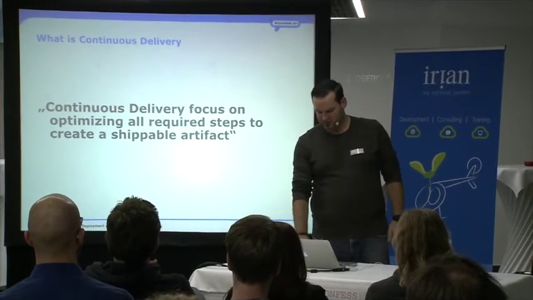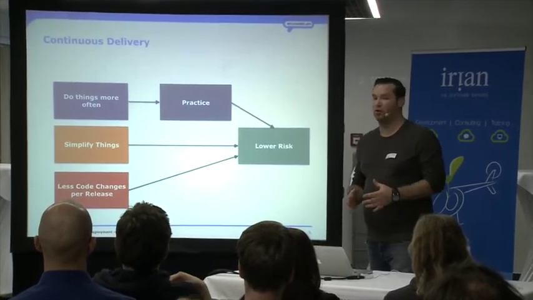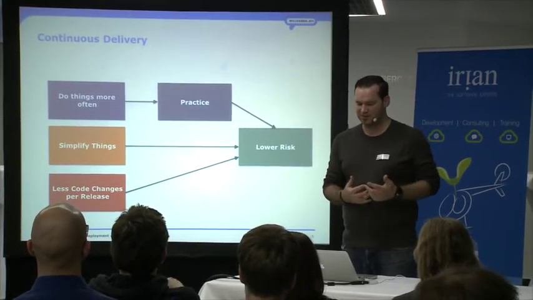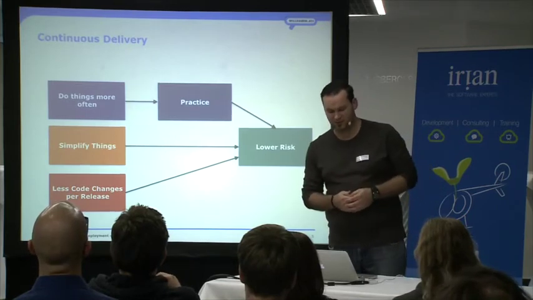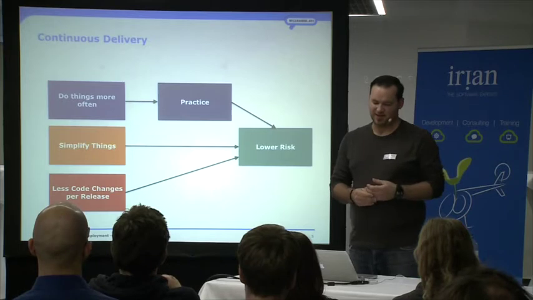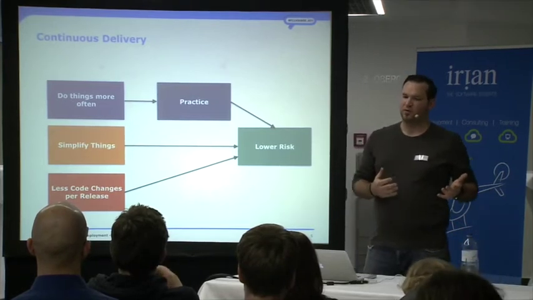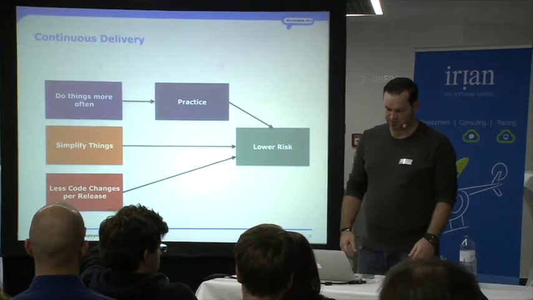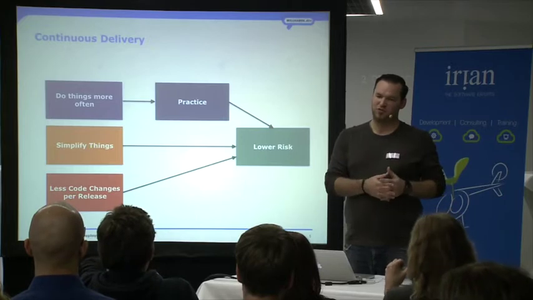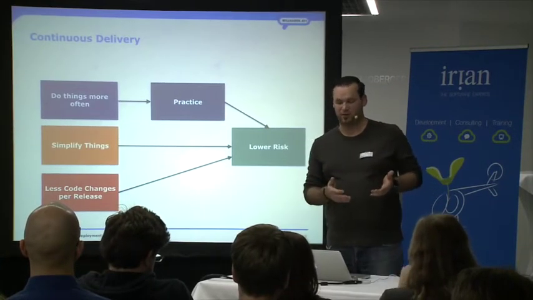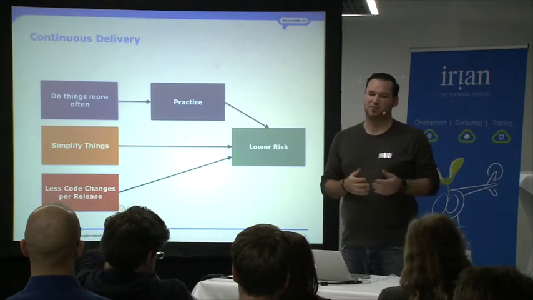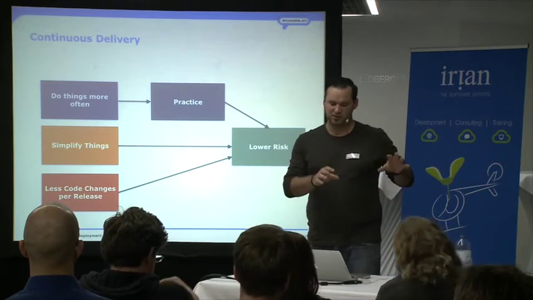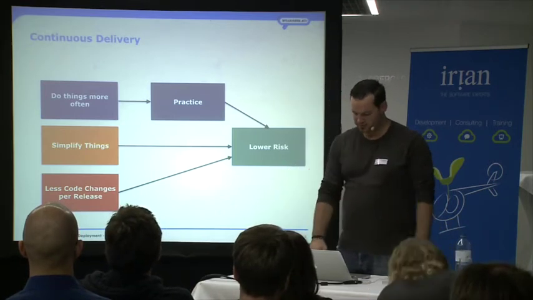So in other words, continuous delivery focuses on doing things more often. If you release more often, you get used to it. You can practice releasing, and it lowers your risk when releasing software. If you simplify things like tests or other stuff, it also reduces your risk when you deploy and release your software in production systems. And of course, if you have fewer code changes per release, you also reduce the risk that your release might fail. So those are the main things continuous delivery focuses on to improve your releases.